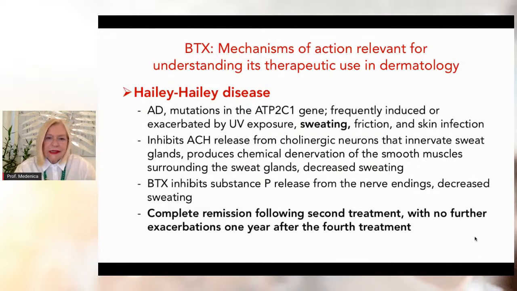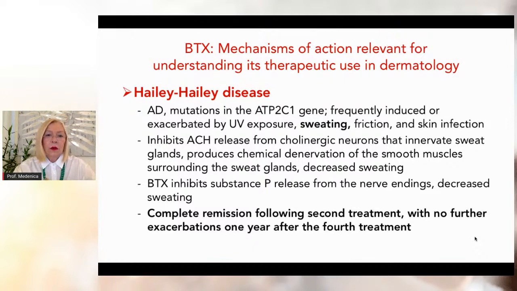The biggest amount of reports are about Hailey-Hailey disease. We know that very, very well. That is an autosomal dominant disorder as an outcome of mutation of the ATP2C1 gene. Frequently, Hailey-Hailey is induced or exacerbated by UV exposure, sweating, friction, and skin infection.